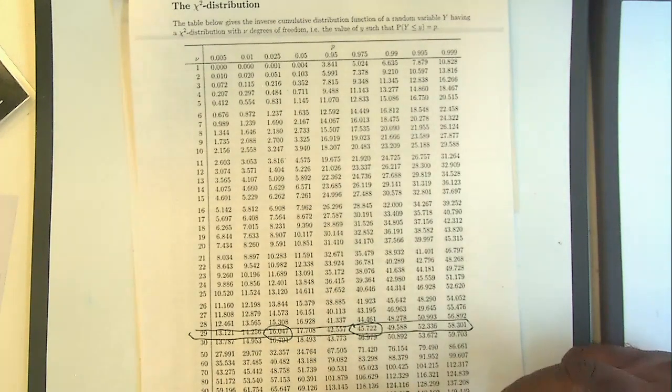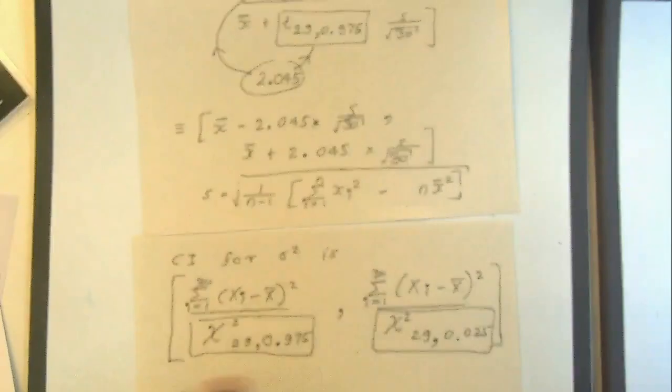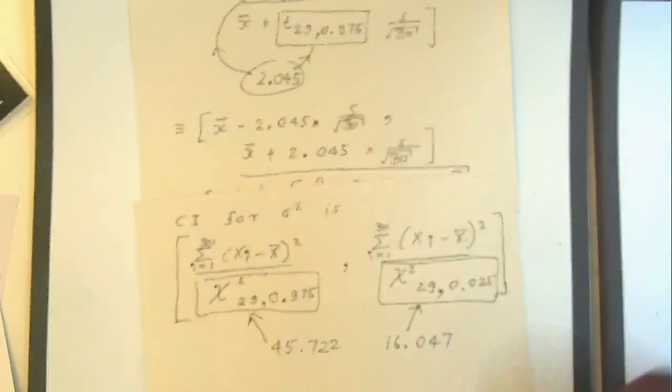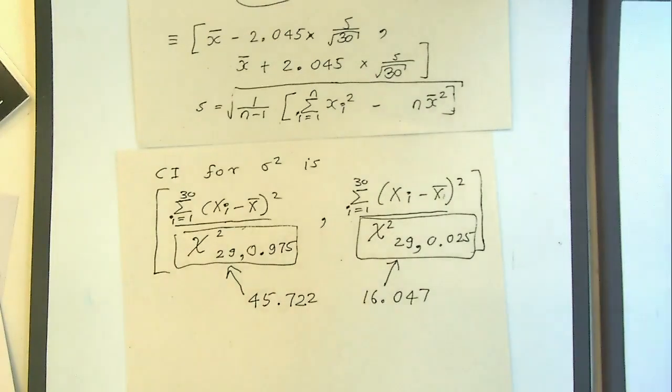The table is in front of you, okay? So this guy here is equal to 45.722, and this guy here is equal to 16.447. That's it. You just sub it in, you're done. Are you okay with this, guys? Okay.